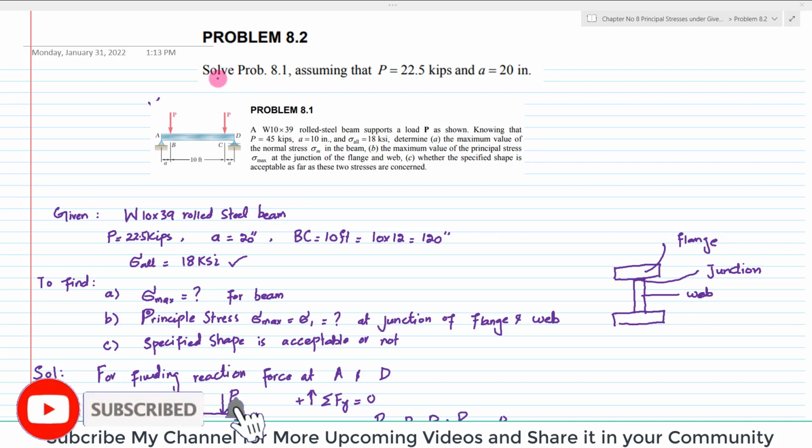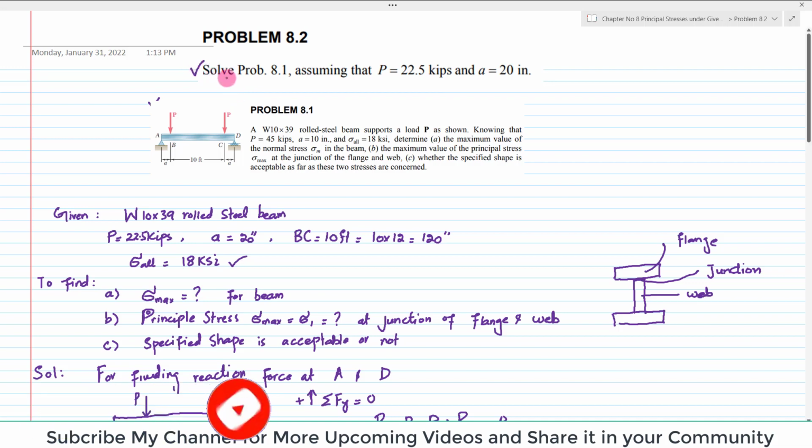Bismillahirrahmanirrahim. Problem 8.2. The statement of the problem is: solve problem 8.1 assuming P is equal to 22.5 kips and A is equal to 20 inch. So this problem is the same as problem 8.1, but the values of P and A have now changed. So I am not going to solve it. I will just go through this problem. Only the values have been changed. Clear? So have a look at this problem.